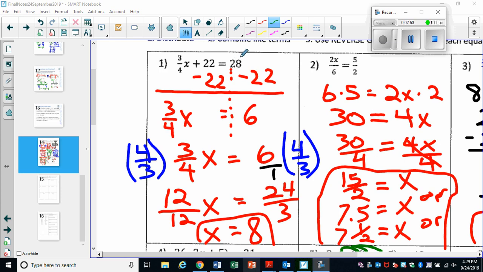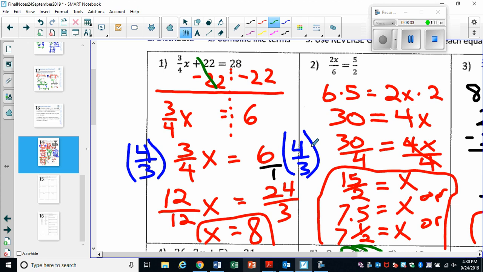Problem 1. These were some of the problems we have already completed in class. Step 1. Additive inverse. Subtract 22 from both sides. Then we have 3/4 x equals 6. Then we multiply by the multiplicative inverse, which is the same as a reciprocal. So reciprocal of 3/4, 4/3.